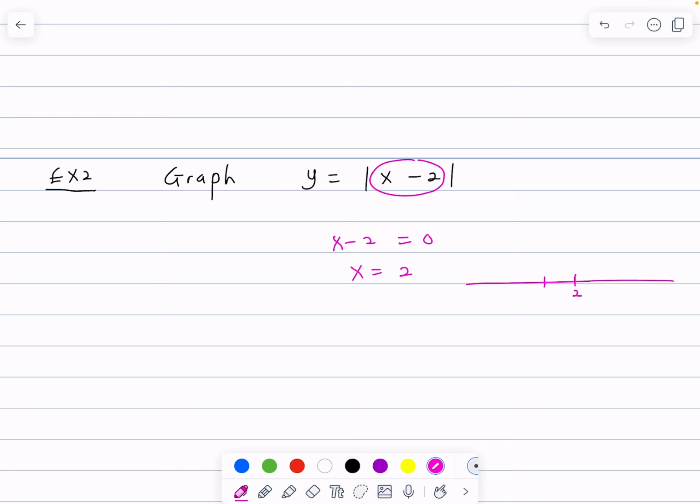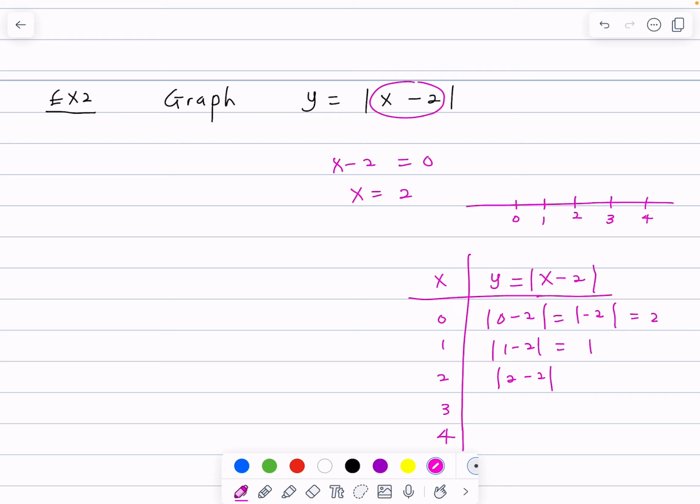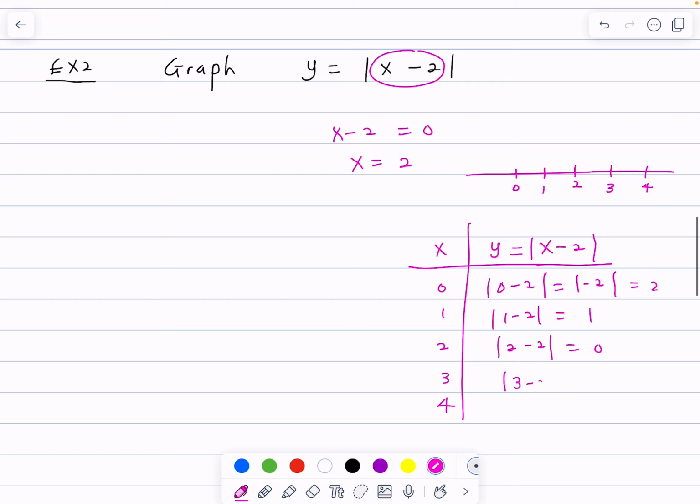I'm going to pick 1 and 0. Those are values below 2. Then I'm going to pick 3 and 4. So my x is going to be 0, 1, 2, 3, and 4, right? And then my y is absolute value of x minus 2. If you plug your x in, you have 0 minus 2, this is -2, and the absolute value is 2. 1 minus 2 simplifies to -1, so you get 1. 2 minus 2 is just going to be 0. 3 minus 2 is going to be 1. 4 minus 2 is 2, and the absolute value of 2 is 2.